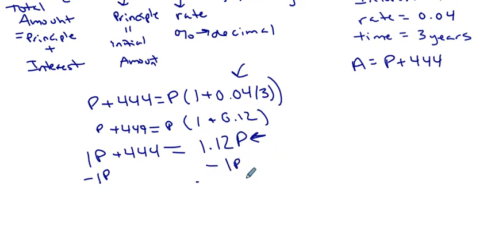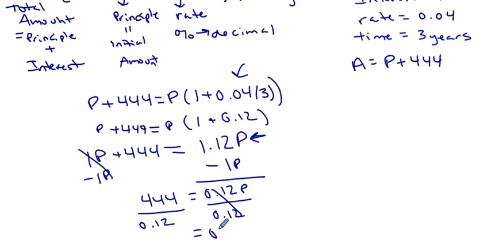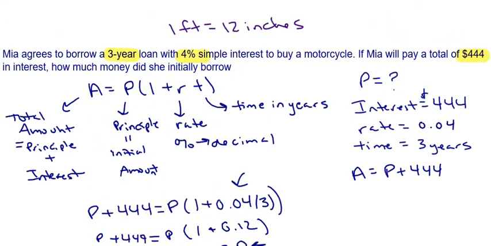So here we have 1.12 P minus 1, which remember we can just subtract the coefficients. And we find out on the right-hand side, we're left with 0.12 P. Again, on the left-hand side, my P's cancel out, and I'm just left with the 444. Now, all I have to do is divide both sides by 0.12. And when I do that, I find out that P is equal to $3,700.